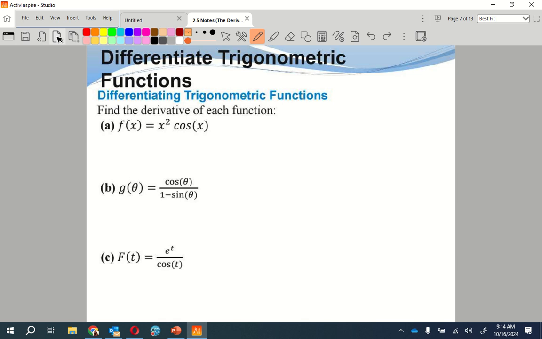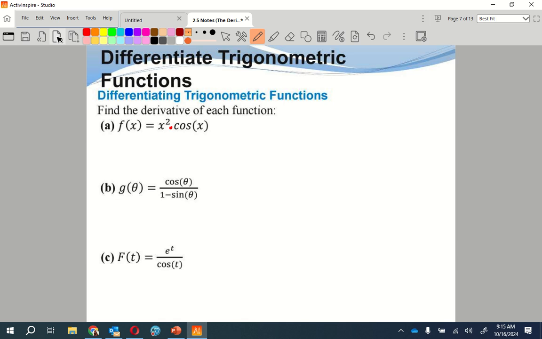Here, let me help you cheat. What's happening right there? Multiplication. So if there's multiplication happening between the x squared and the cosine x, what is another word for multiplication? Starts with a P, ends in duct. Yes, product rule. Very good. So we're going to do a product rule.